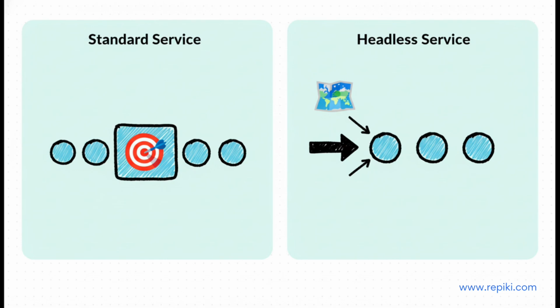A normal service is like a company's main switchboard. You get one number and it directs your call. A headless service, on the other hand, is like getting a list of direct dial numbers for every single person in the office. By setting clusterIP to None, you're telling Kubernetes, don't give me a virtual IP. Instead, when you query its DNS name, you get back the actual IPs of all the backing pods. This is crucial for things like databases that need to form a cluster and talk to their peers directly.